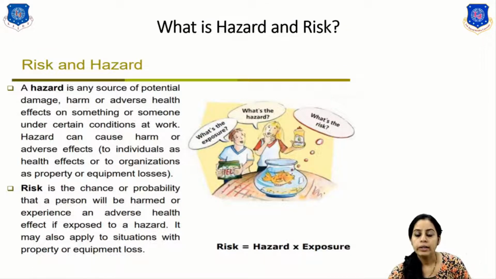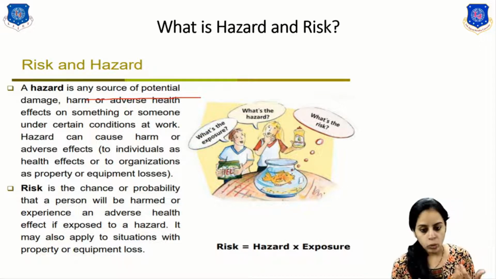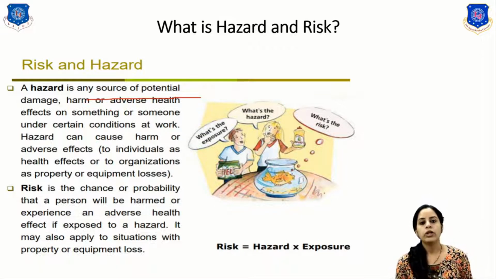Now the next one, which is the hazard and risk. Okay, what do you mean by hazard and risk? So the hazard is any source of potential damage, harm or adverse health effect on something or someone under certain conditions at work, right? So it can cause harm or adverse effect to an individual as a health effect or to an organization as property or equipment losses, right? It is called a hazard.